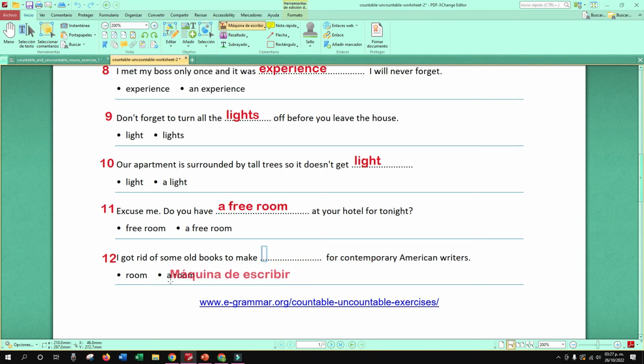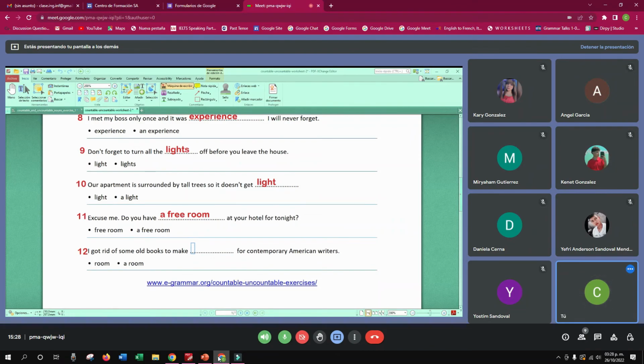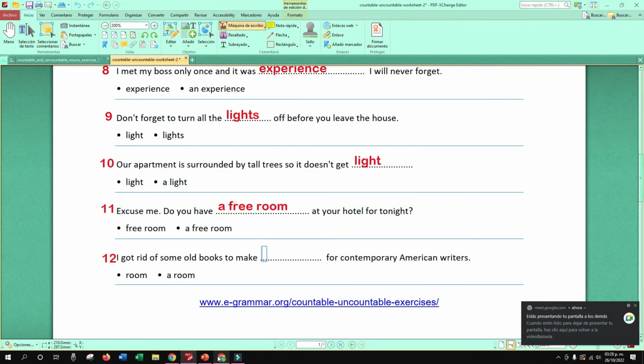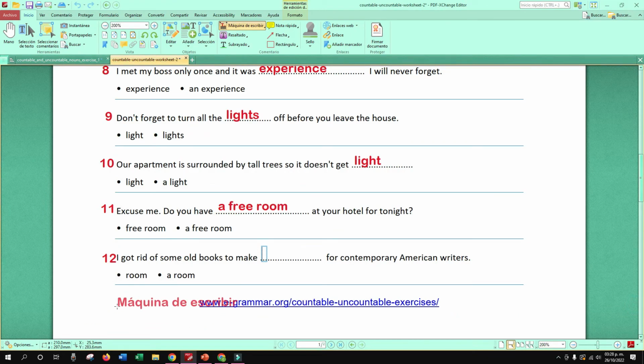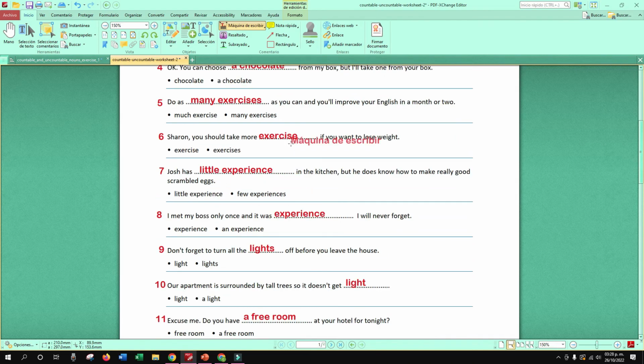I got rid of some old books to make for contemporary American writers. Room or a room? Which could be the answer there? What do you think? Room. In that case, guys, it says room. So I got rid of some old books to make room for contemporary American writers, right? You don't talk about the place exactly, right? That's like room, right?